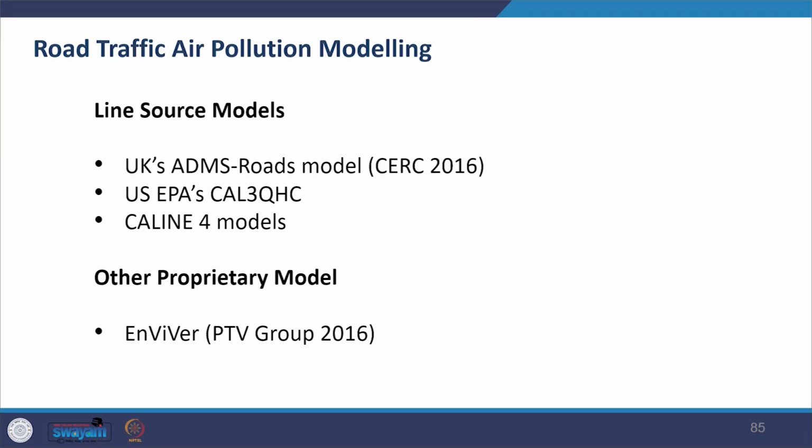So you see the UK has developed the ADMS Roads model, then you can see the US has EPA's CAL3QHC, and then you can see the CALINE4 model, both of which are available as open source code. You may also find other proprietary models for traffic flow modeling, and the examples include Enviver, which is also available for the purpose of calculating mass emission.